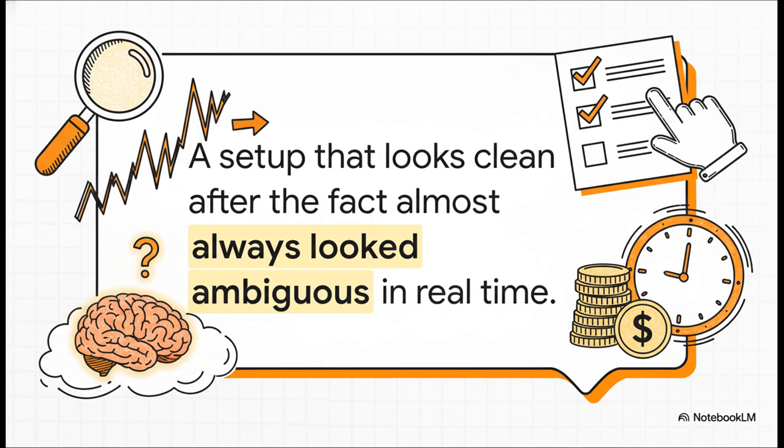And this quote right here. This gets to the heart of the problem, doesn't it? Looking back at a chart, everything seems so obvious. But in the heat of the moment, when your money is on the line, that clarity just vanishes. It's all ambiguity. That's where a checklist comes in. It's your tool for bringing clarity to the chaos, so you can act decisively when it matters most.